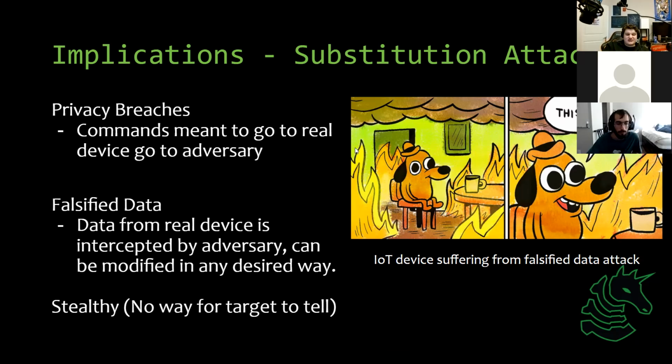Then falsified data from the real device is intercepted by the adversary, which means that for it to go to the app, it can be modified. So you have a man in the middle. And it's also really stealthy because there's really no way for the target to tell that their device has been attacked, just because it's been substituted and there's a successful man in the middle. So how would they know?